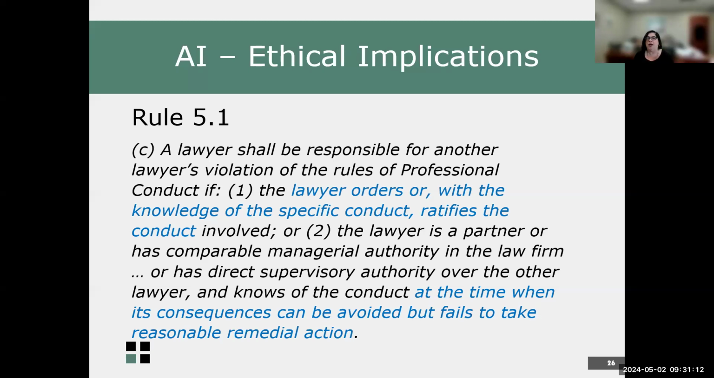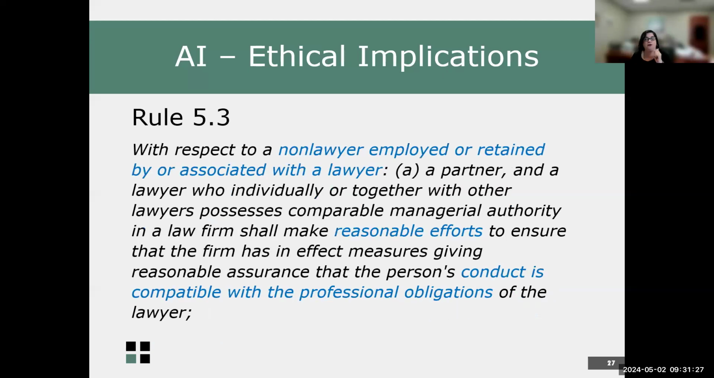But how do you know that if you don't really understand AI and how it works and exactly how someone within your firm utilized it? So that's something that we need to think about. Moving on, Rule 5.3 speaks with respect to the non-lawyers employed or retained by or associated with a lawyer. It's really the same test.